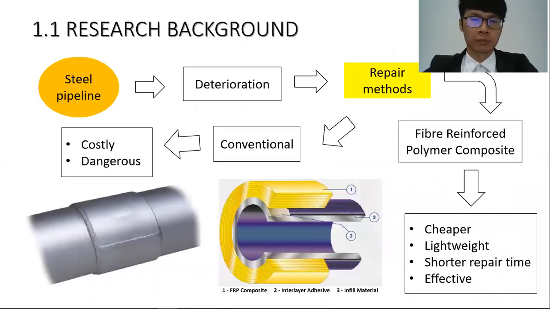Next is my research background. Steel pipelines are susceptible to various deterioration, and there are 2 main repair methods, which is the first, conventional method. However, conventional method is costly and dangerous. The second is fiber reinforced polymer composite repair method, and is more preferable by the industry nowadays as it is cheaper, lightweight, shorter repair time, and more effective.